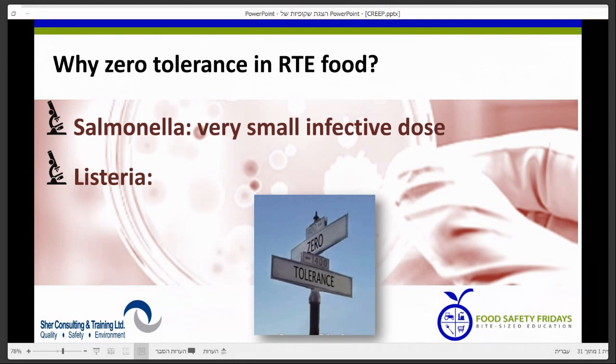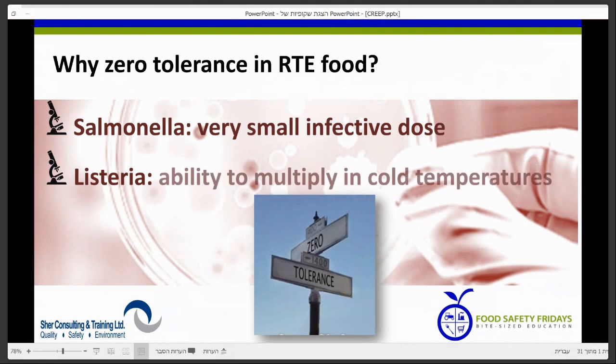For Listeria, there's a different reason. You can't get sick from a very small infective dose, but Listeria knows how to grow in cold temperatures. So if a product leaving your plant or your kitchen has just a few Listeria bacteria, the product is not dangerous. But if it's a chilled product, within a few days, it becomes very, very dangerous.